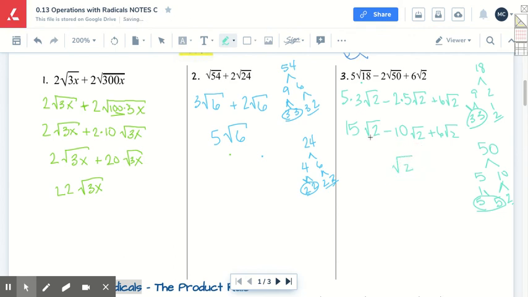Okay, so now all 3 of these have a square root of 2 for their radical. So that means we can combine them by doing whatever it says with the numbers that are in front. So 15 minus 10 is 5, plus 6 would be 11. So this one would be 11 root 2.